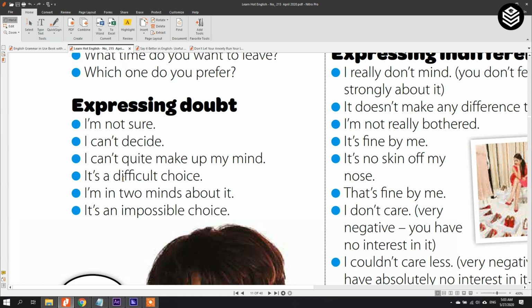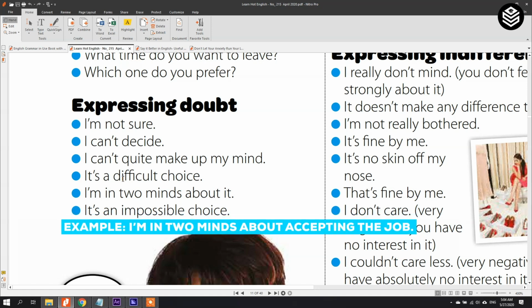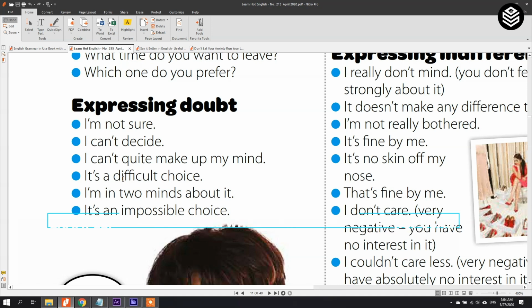Or else there is another situation also. Your friend has decided something, and you are expressing your doubt. It's a difficult choice. Actually, he has decided. You are expressing in a way that he has decided something which is difficult to proceed with, so you can tell him easily it's a difficult choice. The fifth one, I'm in two minds about it. Okay, this is also a way of expressing your doubt. How?